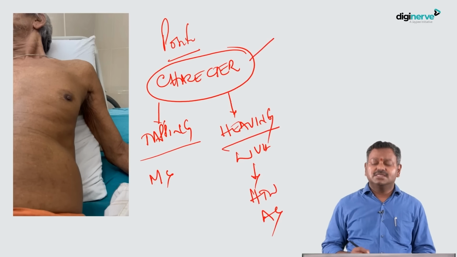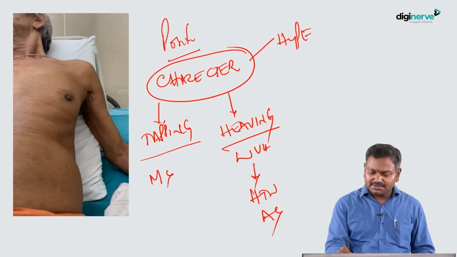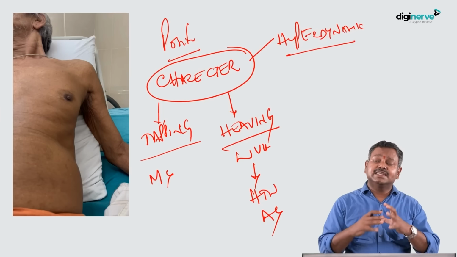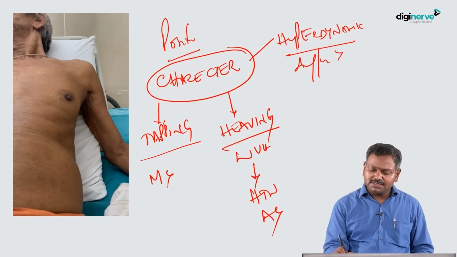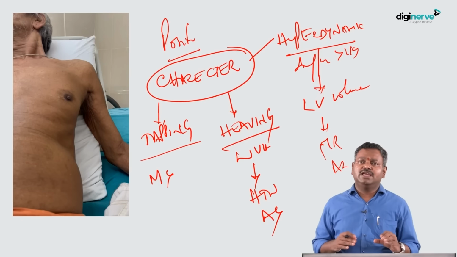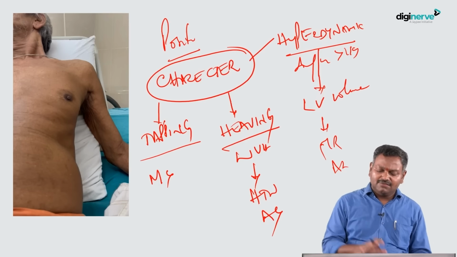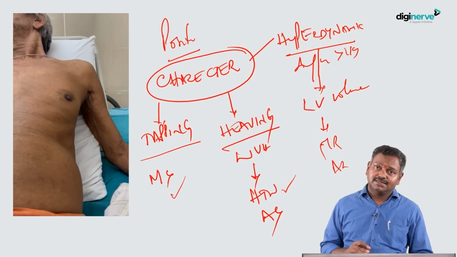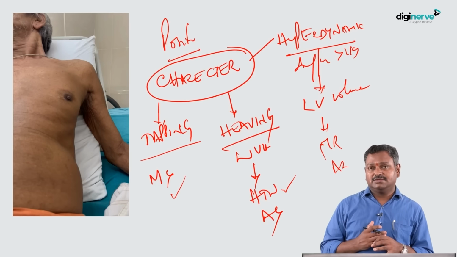The next type of apex is what we call a hyperdynamic apex, which is forceful, but it is ill sustained and it is diffuse, occupying more than 2 intercostal spaces. This would indicate LV volume overload, dilated ventricle, occurring in MR and AR. So by looking at the position of the apex and the character of the apex, we can localize our valvular heart disease. Tapping: mitral stenosis. Heaving: aortic stenosis. Hyperdynamic: MR or AR. So the apex is of very great importance.